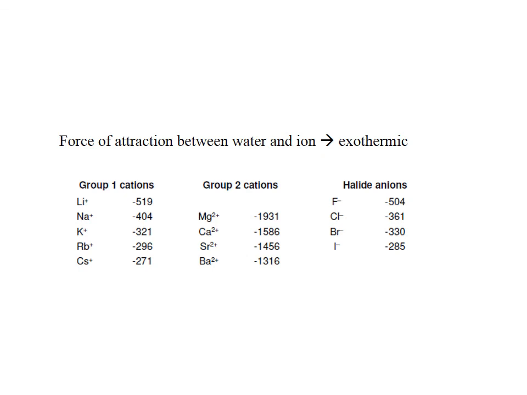Okay? Then as you go across, if you just look at sodium to magnesium, we go from negative 404 to negative 1931. The metals become more exothermic. You're increasing your charge, which we've already talked about with the theoretical lattice enthalpies. So you're increasing the charge, and when you're increasing the charge, you're decreasing your ionic radius. So you're increasing the effective nuclear charge and therefore creating a stronger attraction.